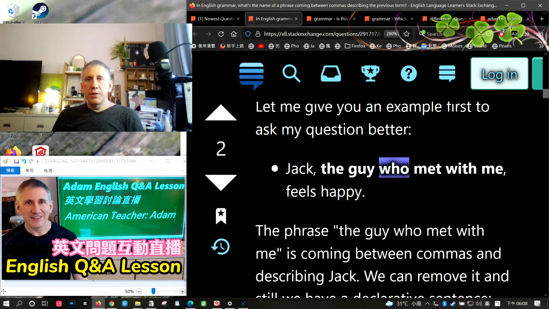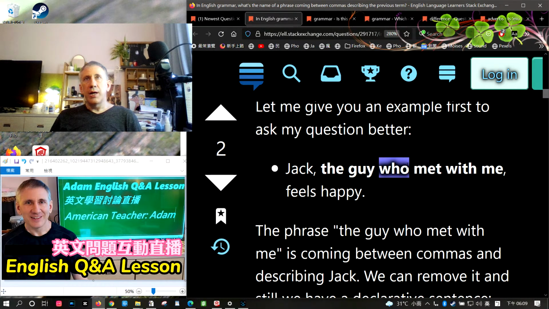There are a few different relative pronouns. The most common ones are who, that, and which. Who is used only for people. So if you have a person as a subject, you would use the relative pronoun who. Which is used for things. The relative pronoun which is used for things.